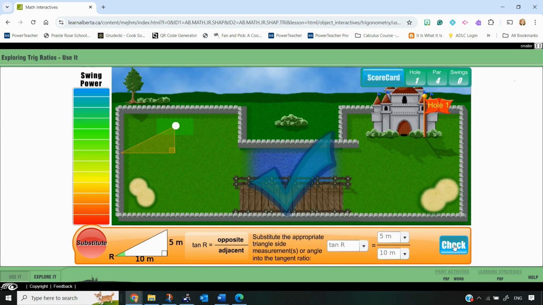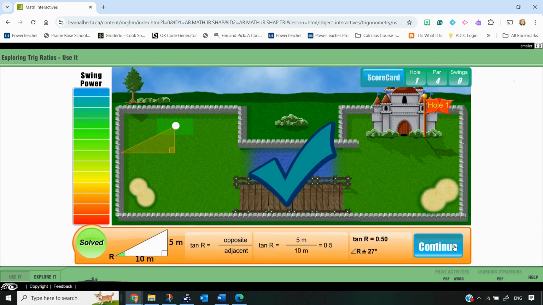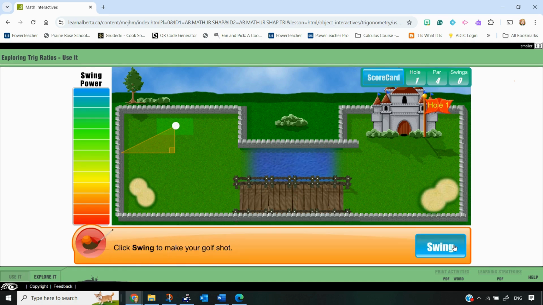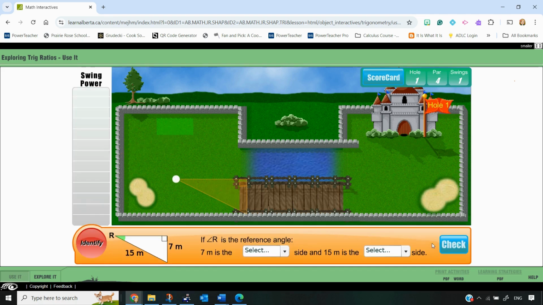And then we check, and they do the calculation for us. So again, the focus of this website is not doing the calculations, it's setting up the ratio. And then we hit continue. We get to take our first swing, and we're ready for question number 2.